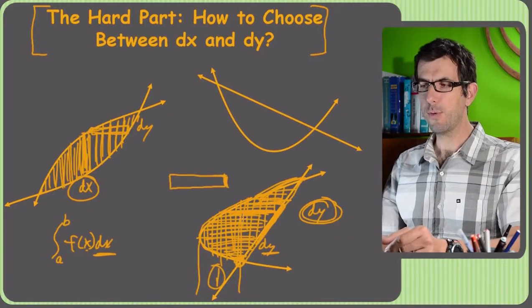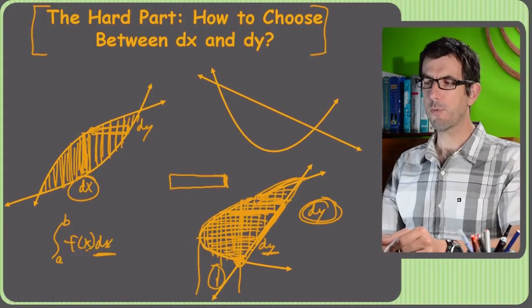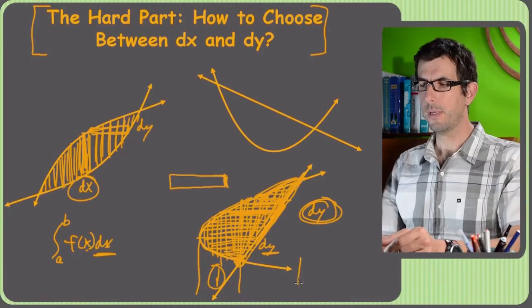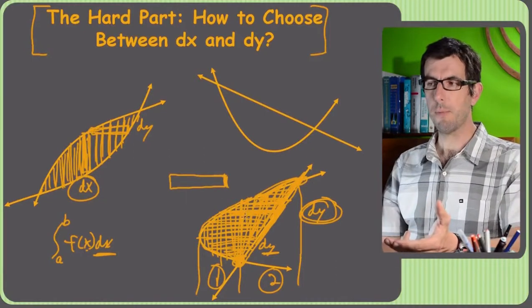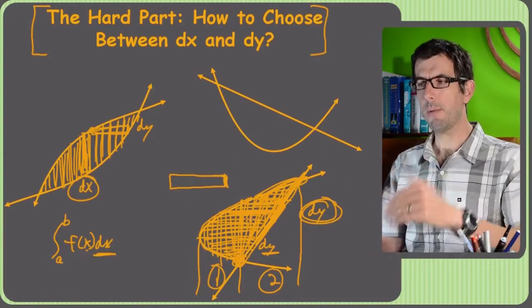And then I'd have to do a separate integral to get the area of this right half over here. So that's integral 2, from x equals this to x equals this. So that's why that's a bummer. This region down below, I want to use horizontal bars.